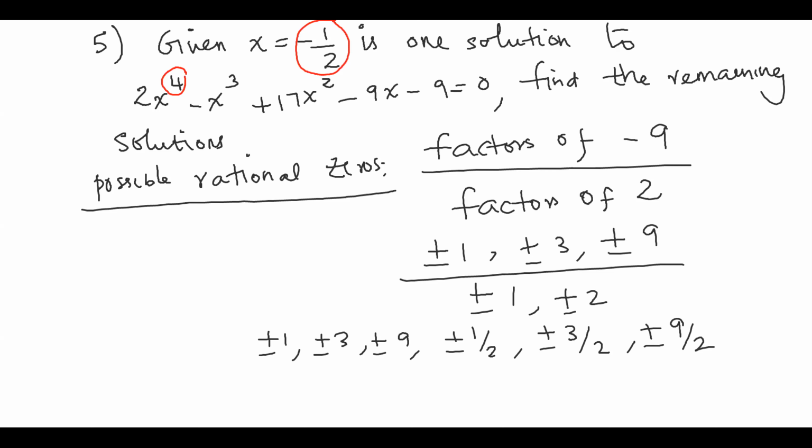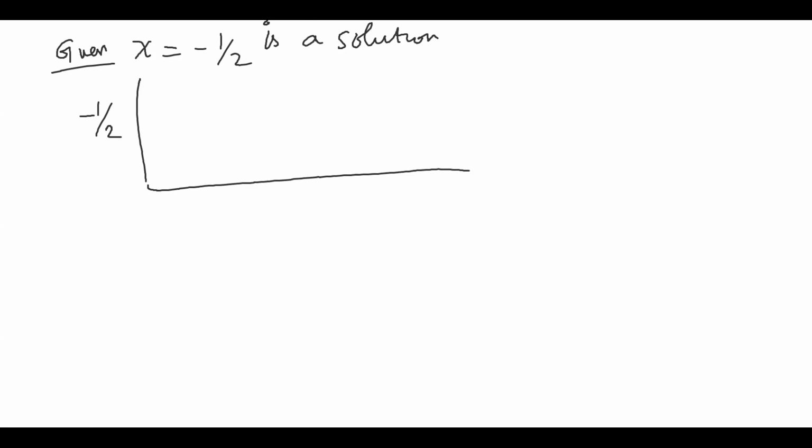Now we already got one of the zeros, negative 1/2. So let's use that zero to divide the polynomial. It's given x equals negative 1/2 as a solution. So let's divide this polynomial by negative 1/2. That means we have to get 0 as our remainder.